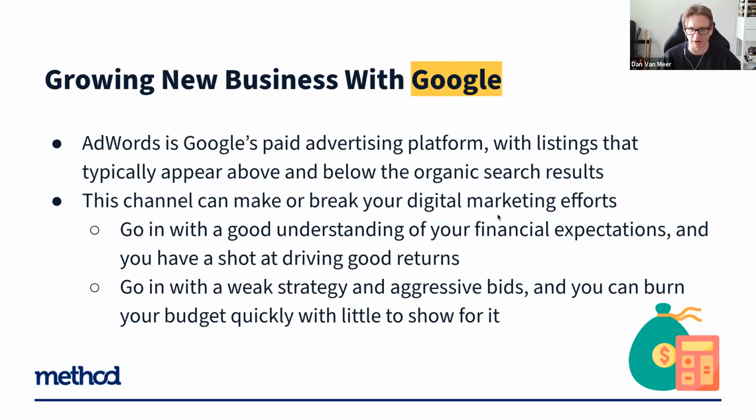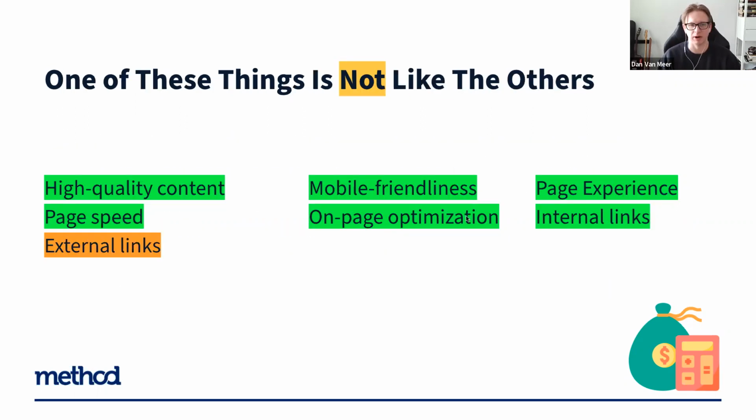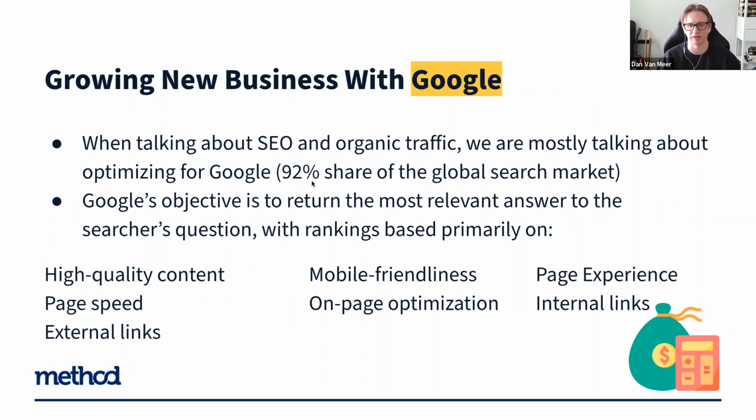I just want to quickly go back to one point I made around Google's objective to return the most relevant answer to what searchers are looking for. 15 years ago, it was very literal. If you wanted to rank for a keyword, you would optimize your site for that specific keyword. So if I wanted to rank for accountant in Stouffville or bookkeeper in Stouffville, I would make sure to optimize my website with those specific terms.